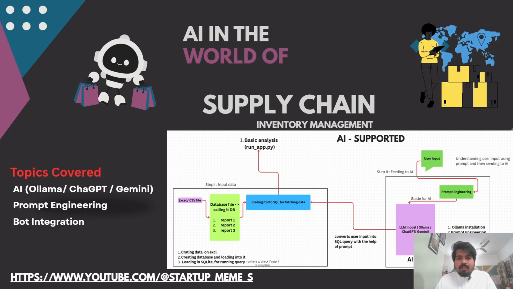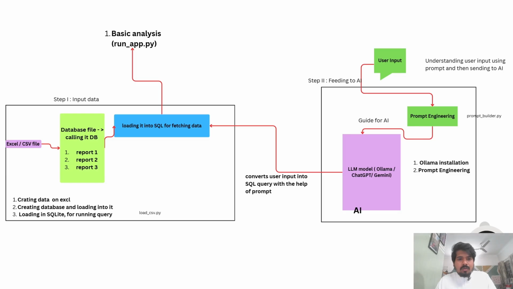Hello everyone, welcome to video 6 of this series. So we are actually creating a project in supply chain inventory management using AI. Now this is the flow chart that we have agreed, and just a quick recap. On the left side we have the data part, and we have seen that in the previous videos. On the right side we have the user input. So as soon as the user gives an input, that moves to the prompt engineering, and from the prompt engineering it is fed to AI.